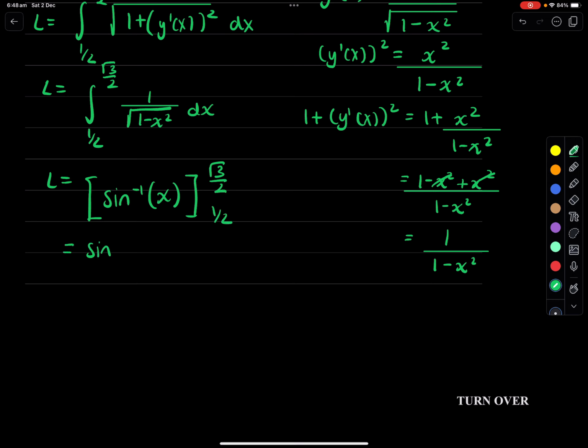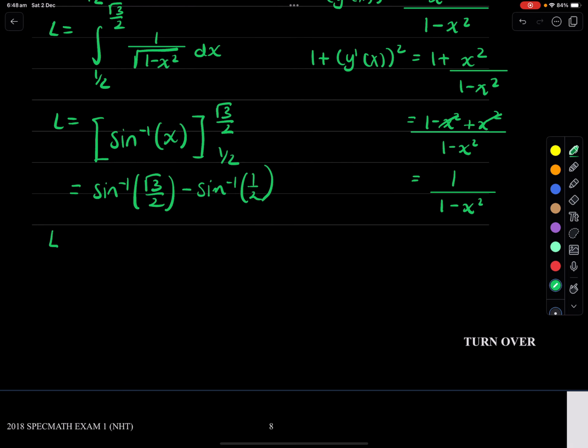Hence, we're saying sine inverse of root 3 over 2 minus sine inverse of a half is equal to your length. This can be written as pi over 3 minus pi over 6, which is only 60 minus 30 degrees, so that's 30 degrees, which is pi over 6. So your answer is pi over 6. That is your length, actually. So your length overall is pi over 6 units. Nice.